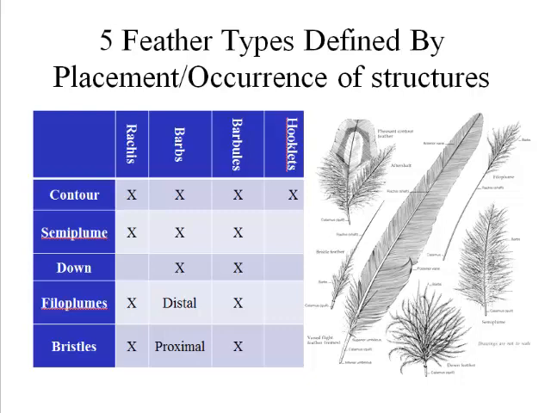Filoplume. A filoplume has a long rachis, and the only place the barbs occur is the very tip, like a little feather duster. And then bristles, it's the opposite. You still have a long rachis, but the only barbs that are present are at the base, or very proximal. So there's the 5 different kinds of feathers. Now, what we want to do is talk a little more about the functions of these 5 feathers and a little more about features unique to each type of feather.